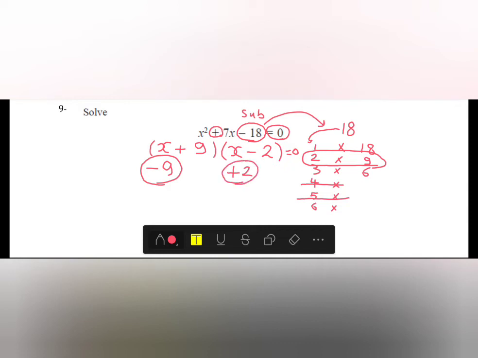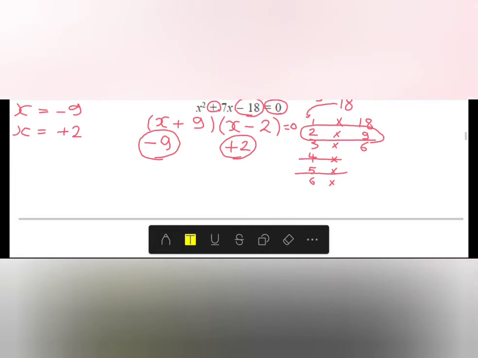In this way, I solved it the fast way. I'll say that x equals negative 9 and x equals plus 2. Now, this is the fast method. Now, to show you the steps, I will show you how we got the negative 9 and the positive 2.